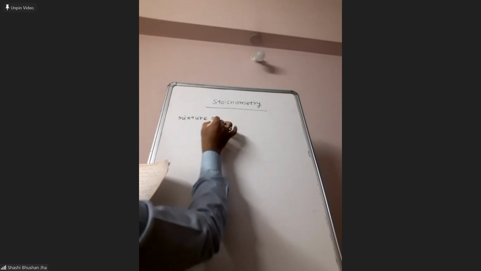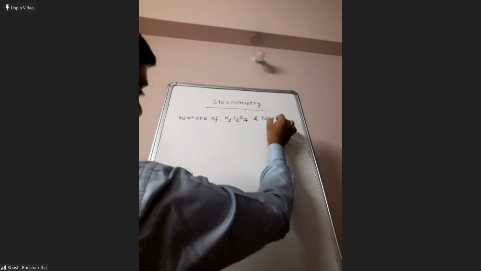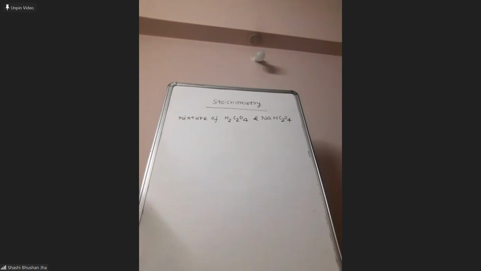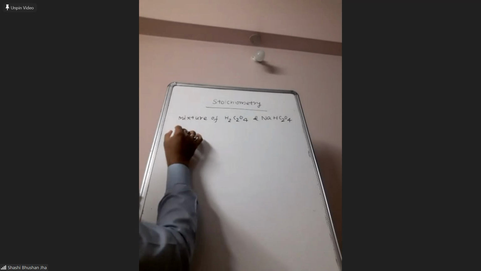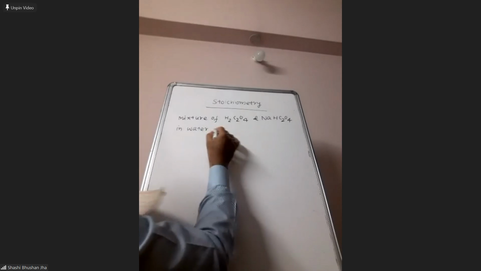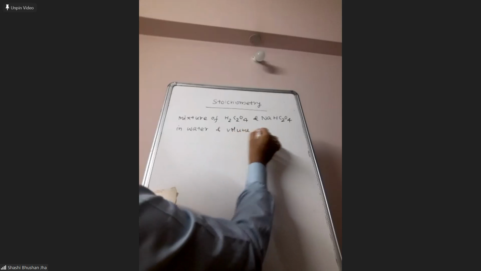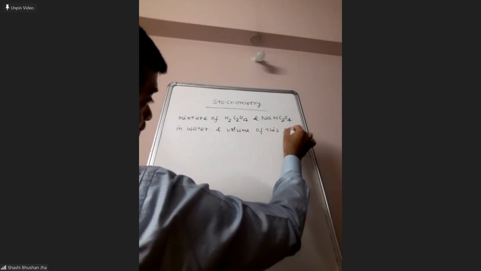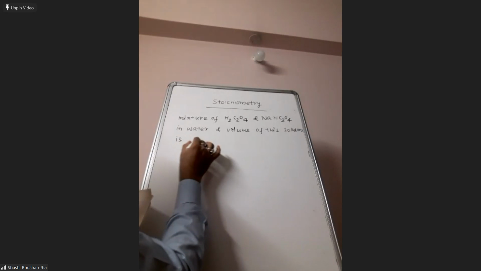So the first question is, a mixture of oxalic acid and sodium bioxalate, NaHC2O4, is dissolved in water and the volume of the solution was made to 1 liter.